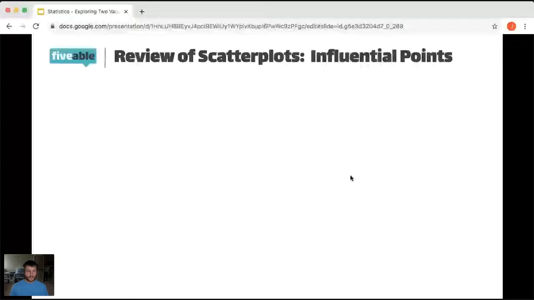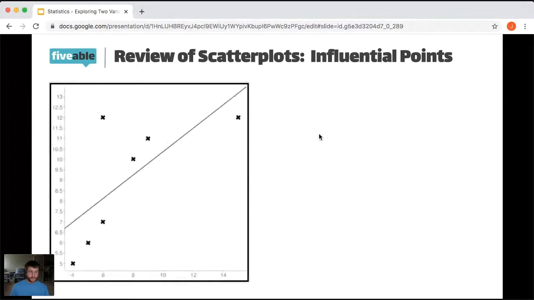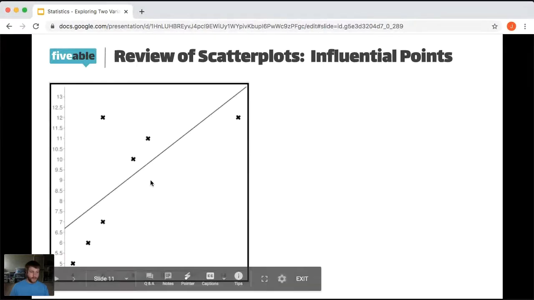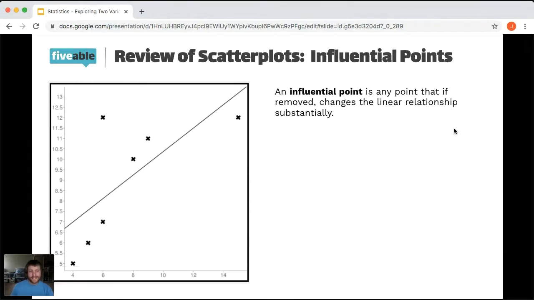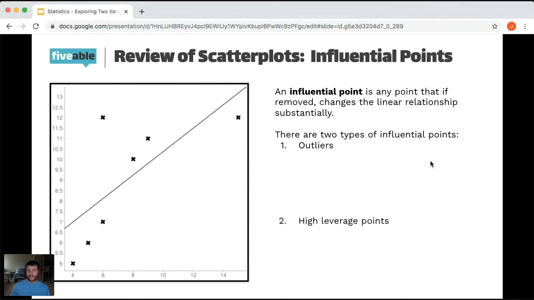All right, let's go ahead and look at scatter plots. So the main thing we're going to review in this little review section to kind of prompt us into what happens when the data is not linear is we have things called influential points. Okay, so here's a sample scatter plot here, and we have influential points. So an influential point is any point that if you remove it, it changes the linear relationship substantially. All right. And there are two types of influential points that we're really going to focus on. You have outliers, and you have what's called a high leverage point.